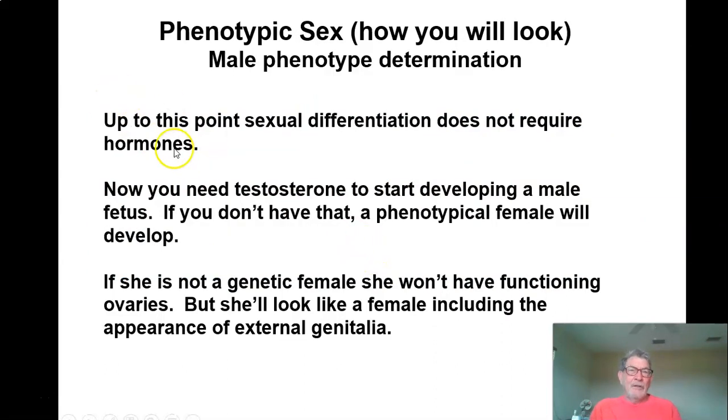So, sexual differentiation doesn't require hormones initially, but you need testosterone to start developing as a male fetus. So at 6, 7, 8 weeks, you start making testosterone. If you don't develop that, you'll become a phenotypical female. You'll look like a female, but you still can't make sperm if you don't have testes. And so you might think you're a female, but surprise, surprise, it turns out that you're a genetic male that looks like a female.